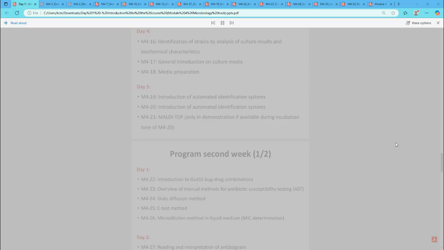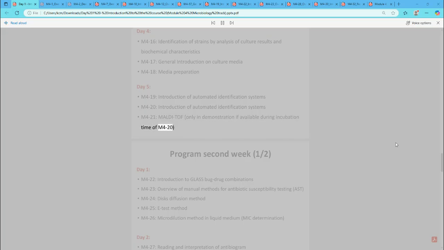Day 4. M4-16, Identification of strains by analysis of culture results and biochemical characteristics. M4-17, General introduction on culture media. M4-18, Media preparation. Day 5. M4-19, Introduction of automated identification systems. M4-20, Introduction of automated identification systems. M4-21, MALDI-TOF, only in demonstration if available during incubation time of M4-20.